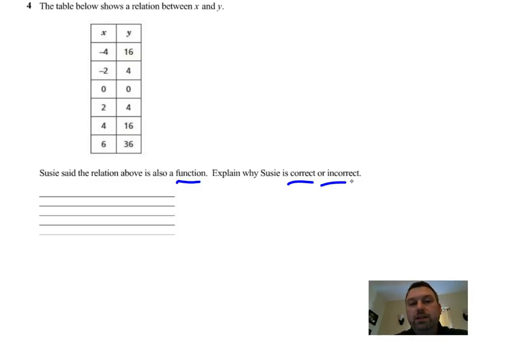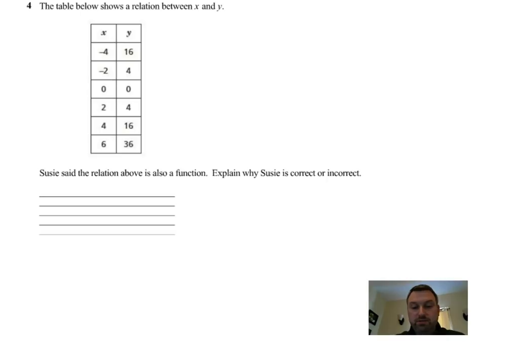Explain why she's right or wrong. A lot of you read this and put down answers that said nonlinear, or it went up at a constant rate, so it's linear. Well, in fact, it is nonlinear because this goes down, down, up, up, up. So it's definitely nonlinear. But it's not asking about linear or nonlinear. It's asking, is it a function or not?